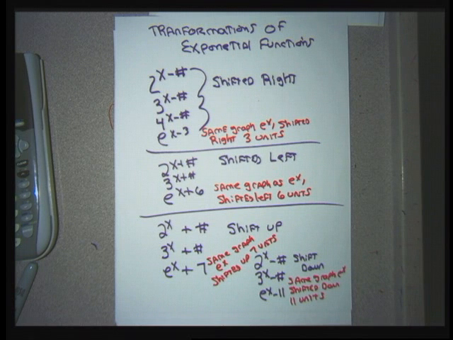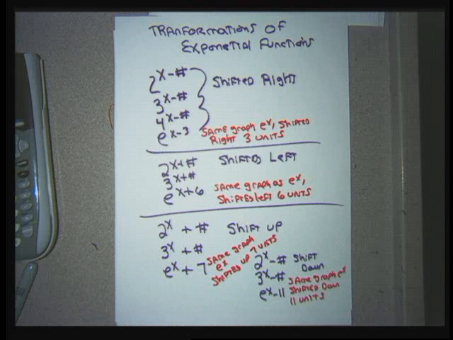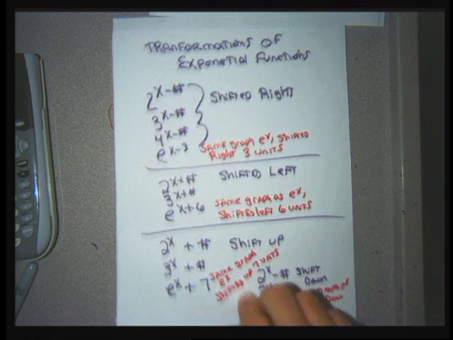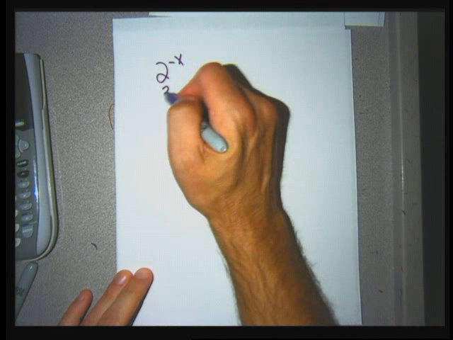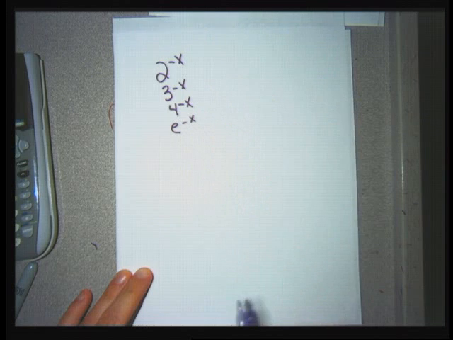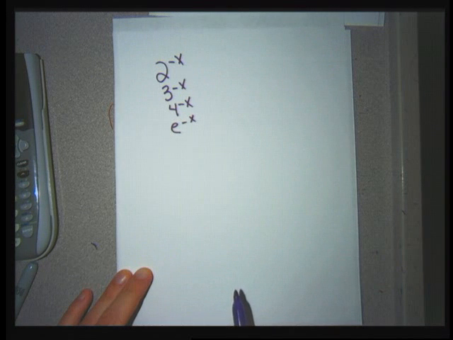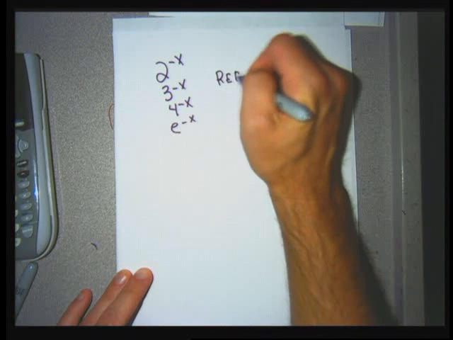That's new but kind of similar. You can think of an exponent like a parenthesis in a parabola in some sense. The other things we have are negatives, and there are two kinds of negatives. One negative will reflect the graph over the y-axis, the other over the x-axis. This kind of negative, 2 to the negative x, 3 to the negative x, 4 to the negative x, e to the negative x, making a negative x in the exponent, is going to reflect the graph over the y-axis.